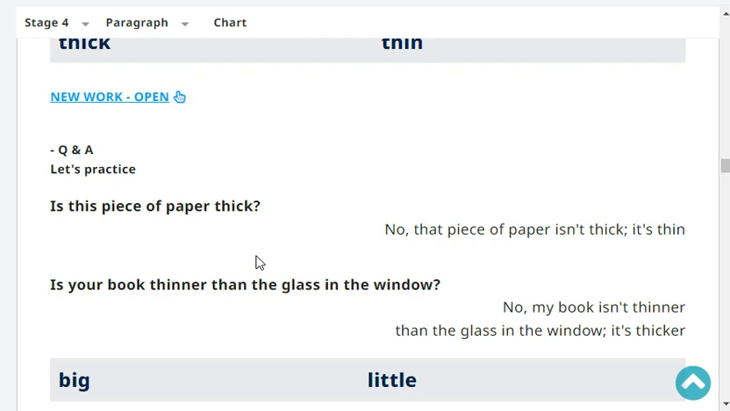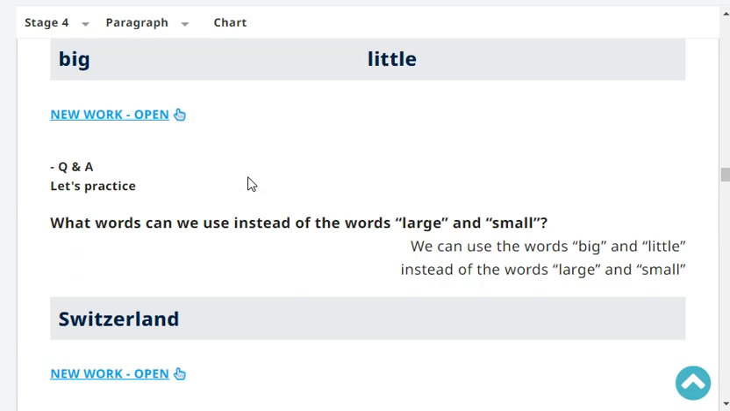Wait, is your book thinner than the glass in the window? No, my book isn't thinner than the glass in the window. It's thicker. Very good.